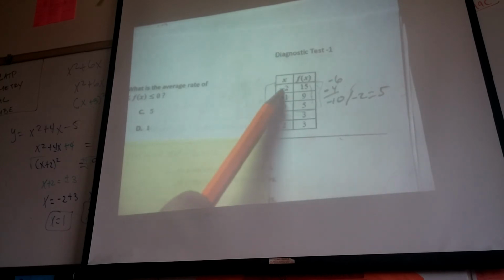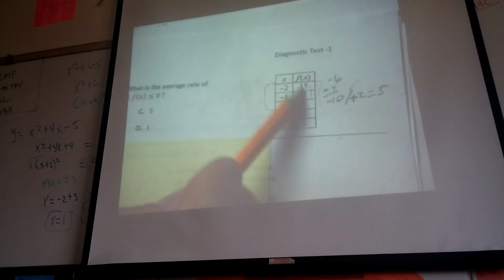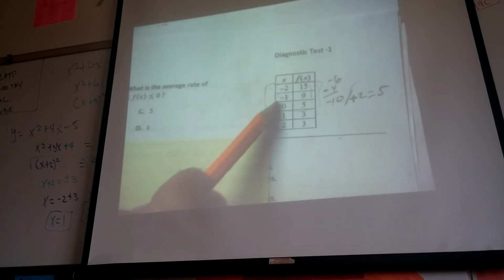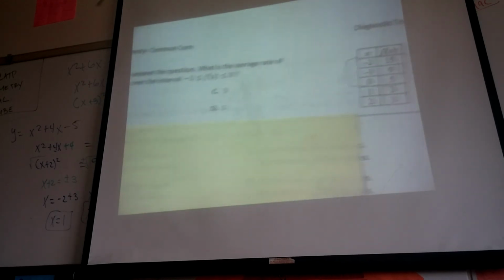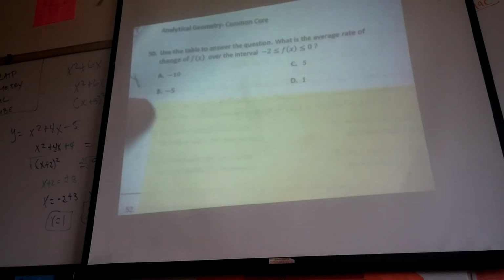I made a mistake here. It didn't go down 2 here. It went up 2. So this is a plus. Sorry. So it went down 6 and 4. It went down 10. And here it went up 1 and up 1. So it went up 2. So the answer is going to be negative 5. If you look at here, that's your letter B. It's number 50 on the test. It's going to be letter B.